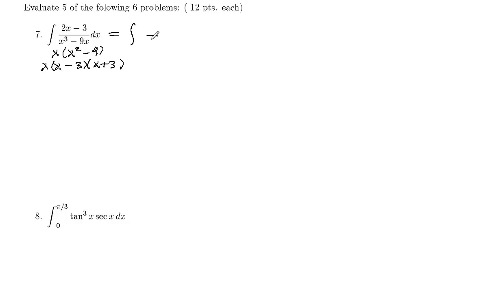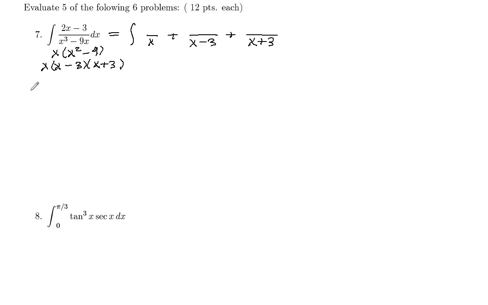So it's going to be a number over x, and then plus a number over x minus 3, and then plus a number over x plus 3. And we need to find out what those numbers are. So let's go ahead and find out the decomposition down here.